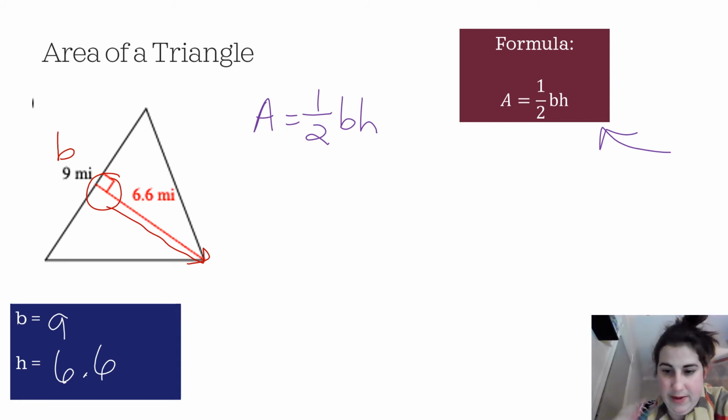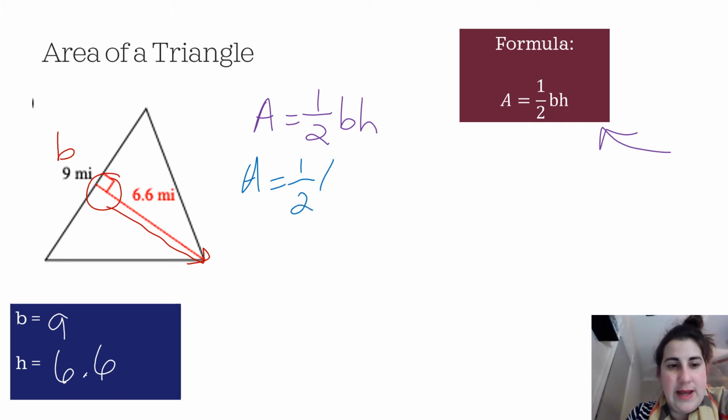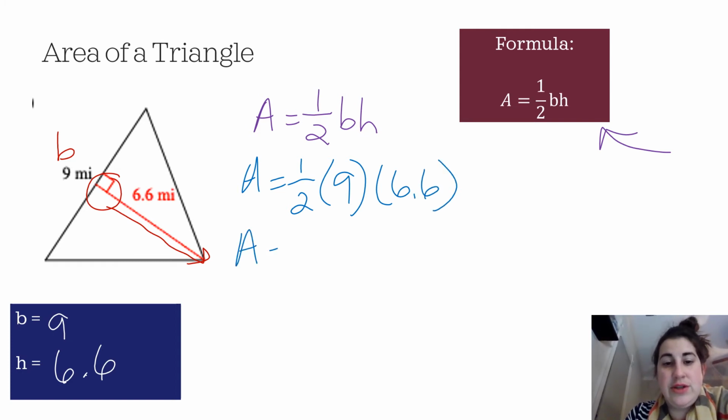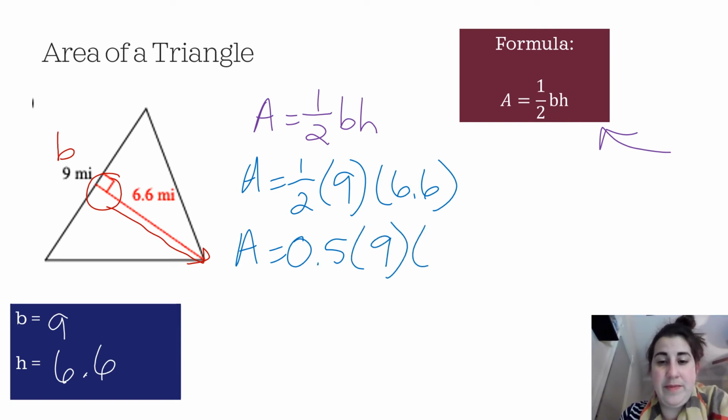Alright, let's put it in my formula. Area equals 1/2 times 9 times 6.6. Do you guys know how to put 1/2 into the calculator? I like using it as a decimal. 1/2 is 0.5. So I'm going to put that into the calculator.